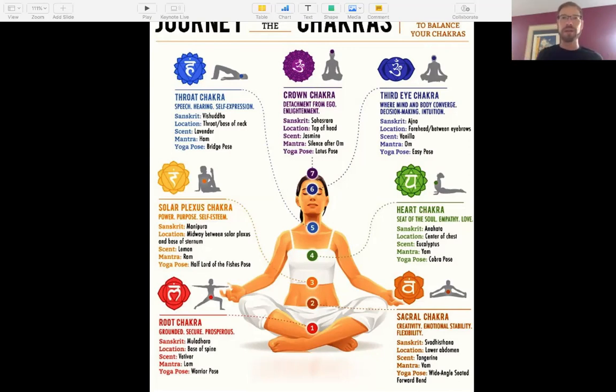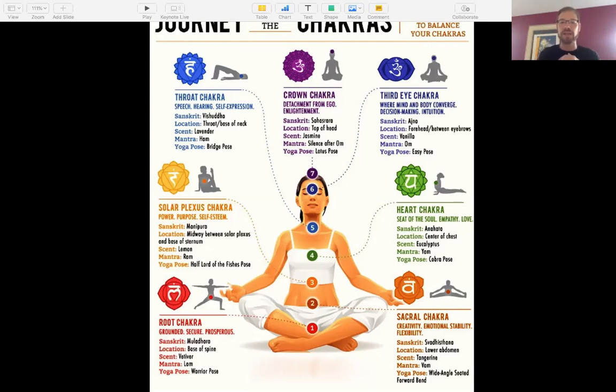But the sound that's been associated is the sound lum. Lum. And we've done this exercise before in the past. And then you move up into the sacral chakra. The typical color that's associated with this, again, although this may not be true for everybody, is going to be the color orange. This has a lot to do with creativity and relationships between individuals.